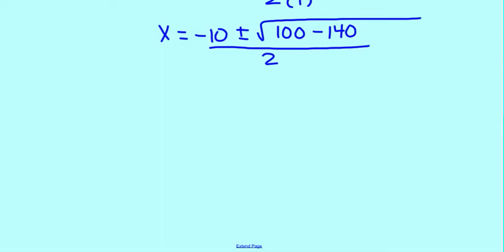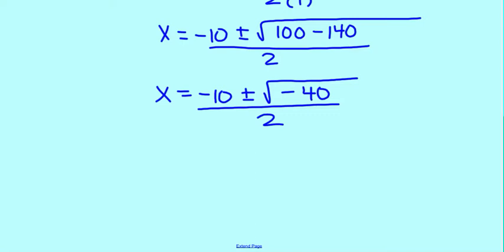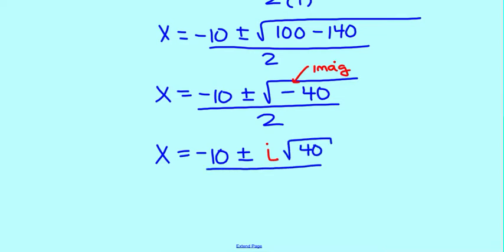Now underneath the radical, remember that's your discriminant. So 100 minus 140 is negative 40 over 2. If you remember, when you have a negative, that causes some problems. That's an imaginary number now. So we have to remove that negative and replace it with an i. So x equals negative 10 plus or minus, I'm going to remove the negative and replace it with an i. And then I still have that 40 underneath as a radical over 2.